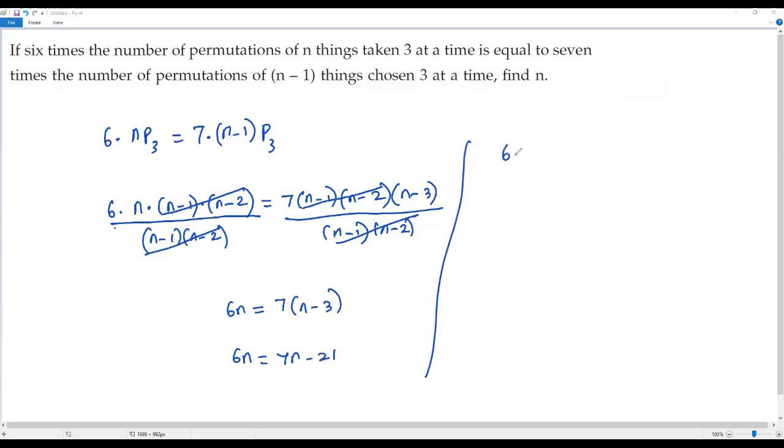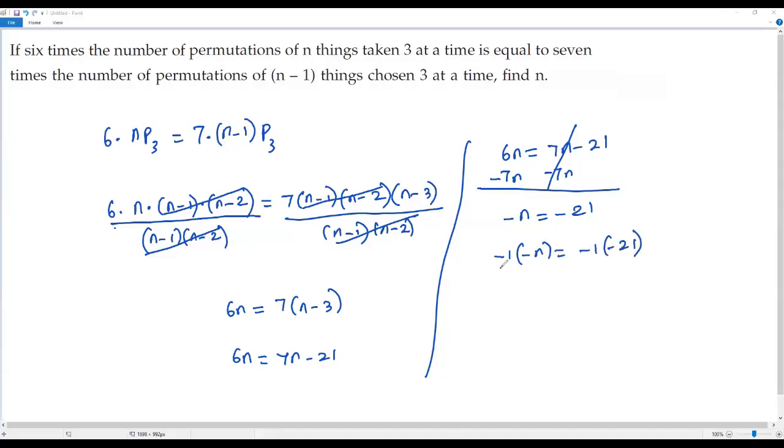Now let me take the same equation over here. 6n equals 7n negative 21. Now let me subtract 7n from both sides. When I do so, the positive 7n and negative 7n will cancel out. When I combine positive 6n and negative 7n, I am getting negative 1n, or negative n, and on the right side we get negative 21. I need the value of n, but here we have negative n. To get rid of this negative sign, I multiply both sides of this equation by negative 1. Negative 1 times negative n becomes positive 1 times n, which is n, and negative 1 times negative 21 is 21. I got the value of n. The value of n is 21.